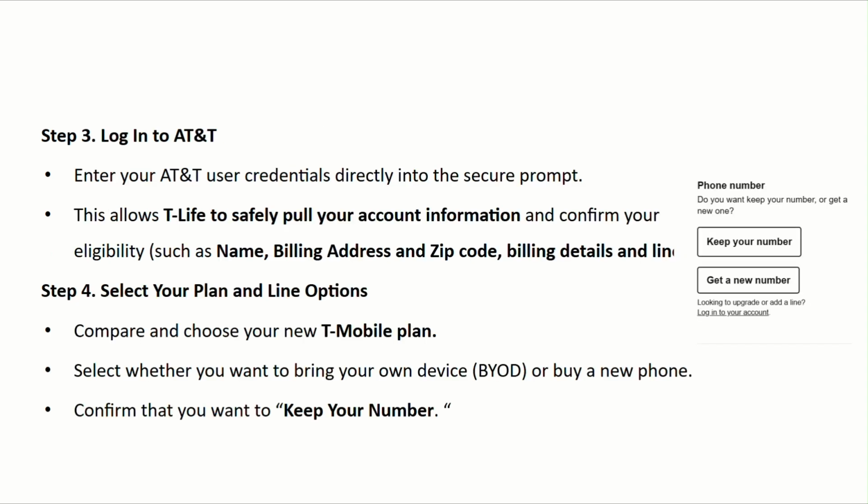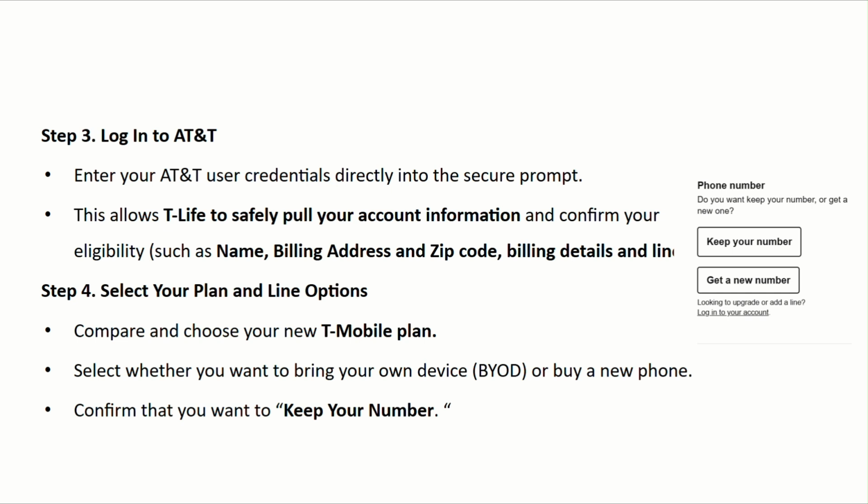Step 3. Log into AT&T. Enter your AT&T user credentials directly into the secure prompt. This allows T-Life to safely pull your account information and confirm your eligibility, such as name, billing address, zip code, billing details, and line.